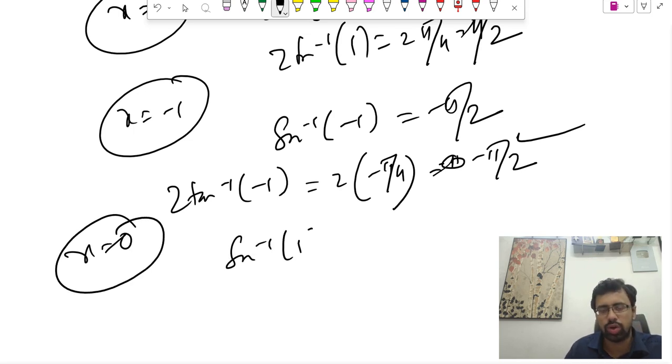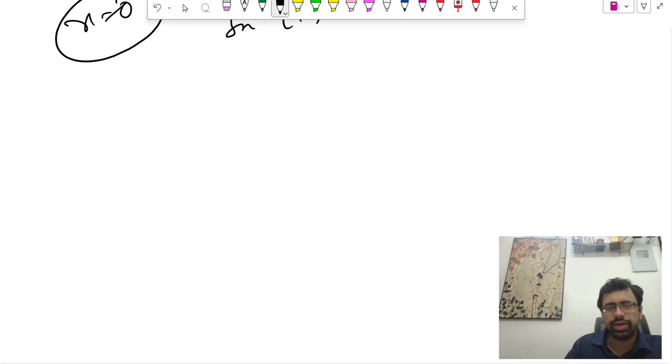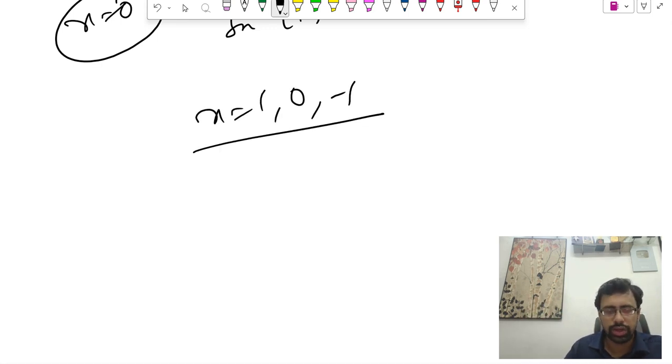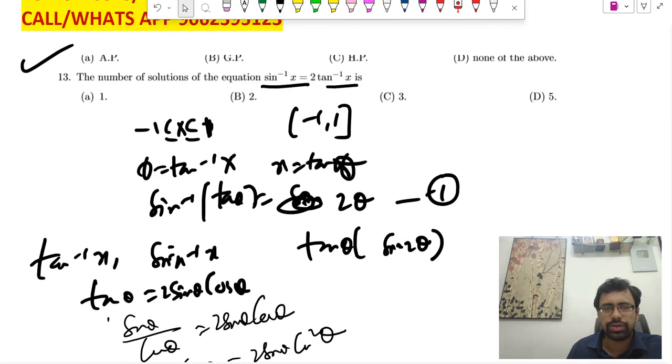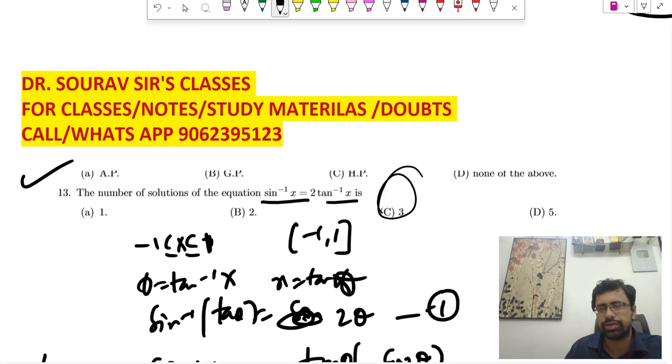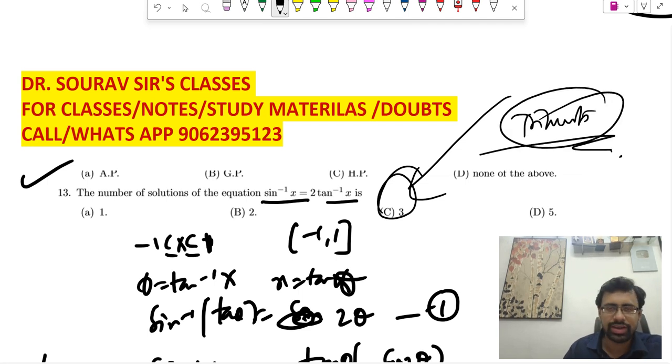और x equal to 0 के हिसाब से भी अगर देखेंगे, so sin inverse 0 is 0, 2 tan inverse 0 in this case will be 0, so this will also work. So finally we get 3 values, okay, x equal to -1, 0 and 1. Okay, so total 3. So final answer to the question, how many solution is 3. So that's the final solution. Next video में कुछ और मजेदार करेंगे.